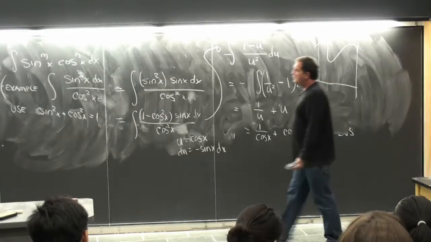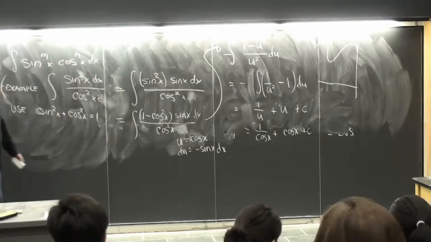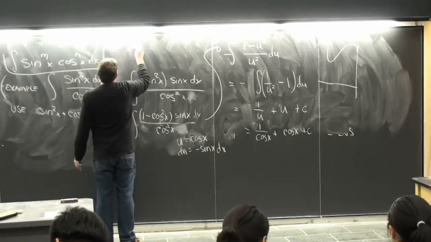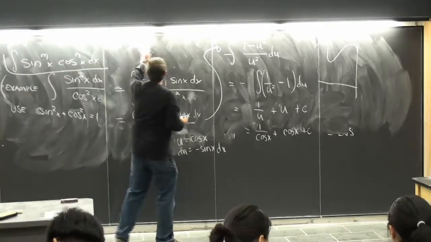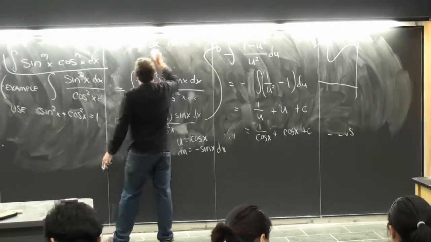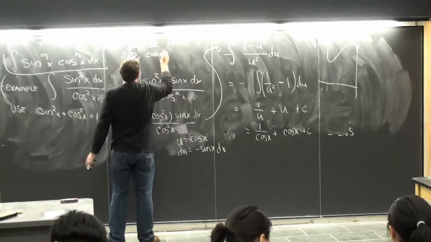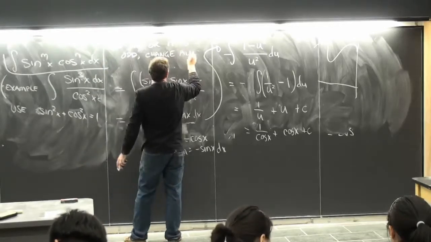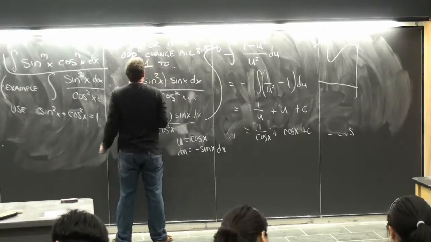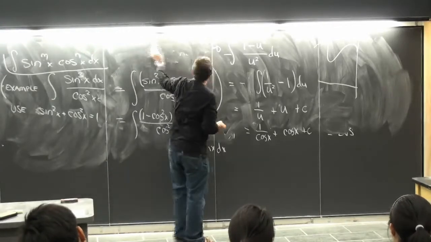And in general, if one of these numbers is odd, so the rule with these guys, if m or n is odd, change all but 1. Yeah, this doesn't even make any sense. Okay, I'll try it over here. Sorry.